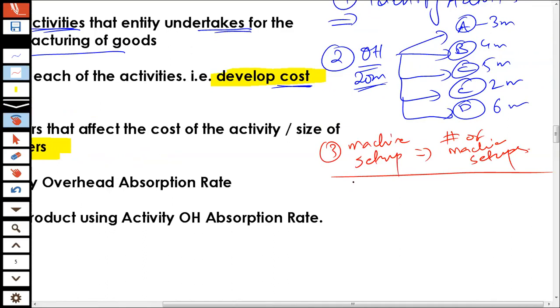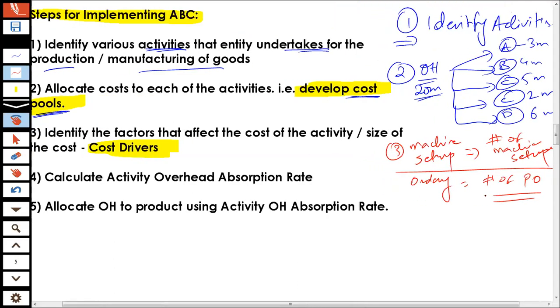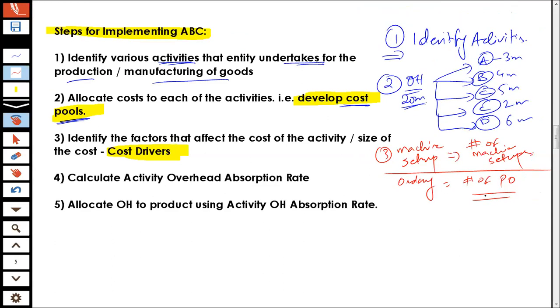The second example is material ordering as an activity. Here you could say the number of purchase orders could be considered a relevant cost driver, because the greater the number of orders, the greater the cost is going to be. So the cost drivers are the factors, the things because of which the activity, and because of which the cost, actually arises. That's considered to be the cost driver.